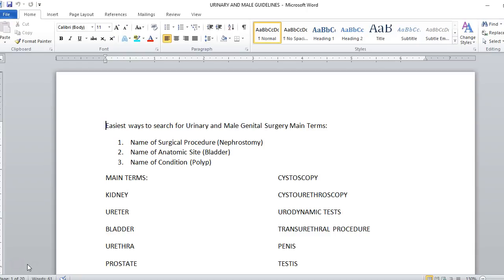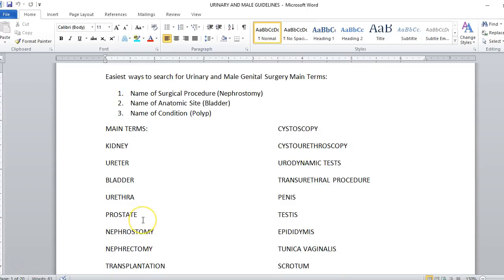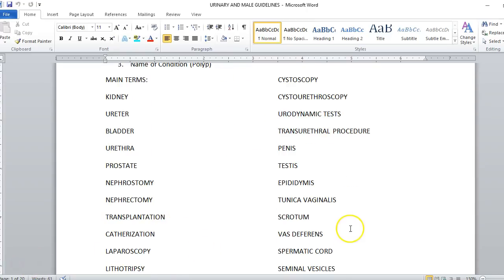We can look up the anatomic sites of either the urinary or the genital system, and we can also look up different conditions such as a polyp that we could find within the systems. So most of our main terms are going to be either the body parts or the testing itself.